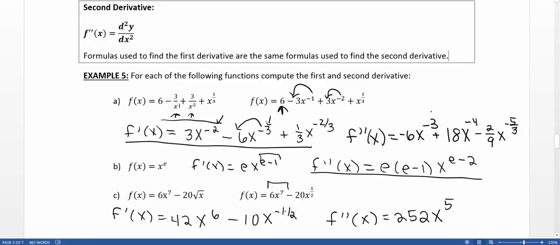And then our second term, we have a negative half that's going to multiply a negative 10. So that's going to give me plus 5x. Now negative half minus 1 is negative 3/2. So we get 252x to the 5th plus 5x to the negative 3/2 as our second derivative.